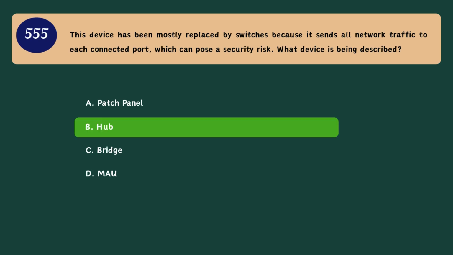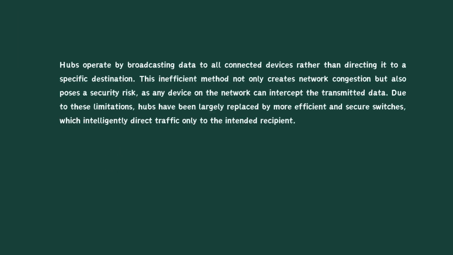Correct answer. B. Hub. Hubs operate by broadcasting data to all connected devices rather than directing it to a specific destination. This inefficient method not only creates network congestion, but also poses a security risk, as any device on the network can intercept the transmitted data. Due to these limitations, hubs have been largely replaced by more efficient and secure switches, which intelligently direct traffic only to the intended recipient.